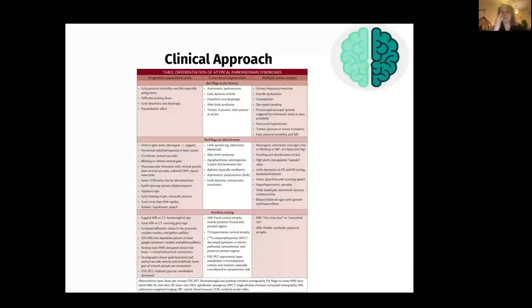However, for multiple system atrophy, the presenting symptoms would be urinary frequency or retention, constipation, decreased sweating, syncopes or presyncopal episodes, and tremor, which could be either postural or action if present, and early postural instability and falls.